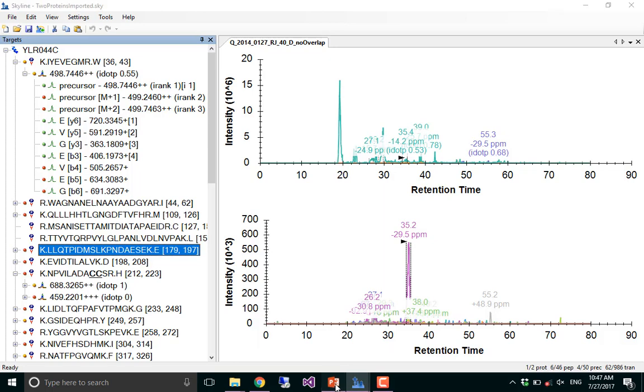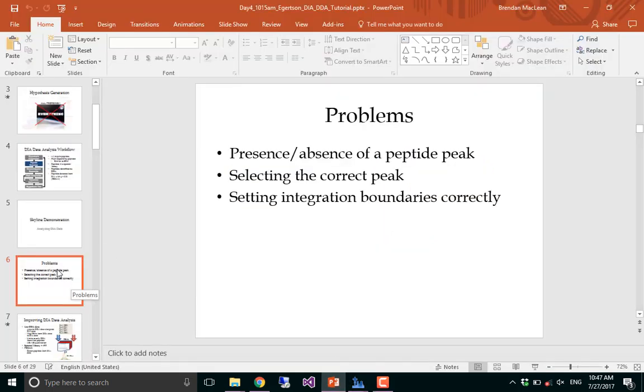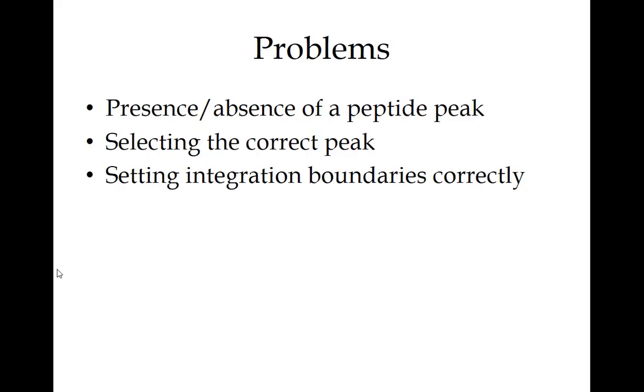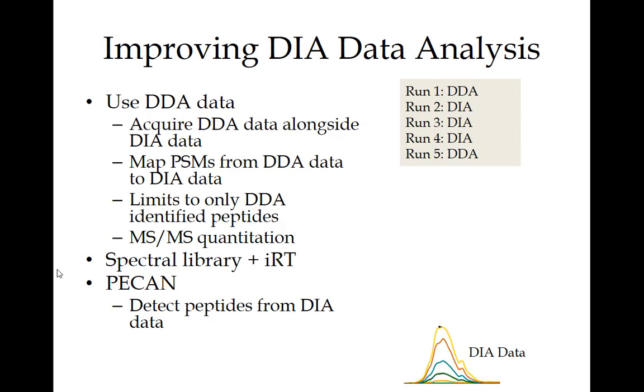Okay, so some of the problems we run into trying to analyze the DIA data without any prior information are the presence or absence of a peptide peak, selecting the right peak, and then setting the integration boundaries correctly.